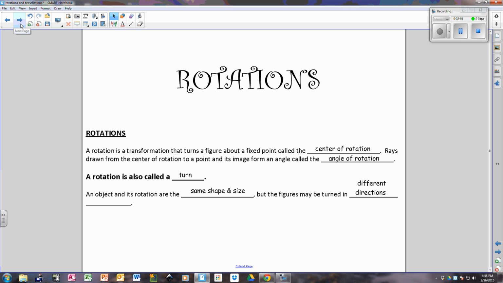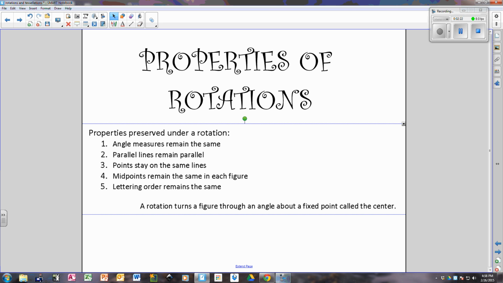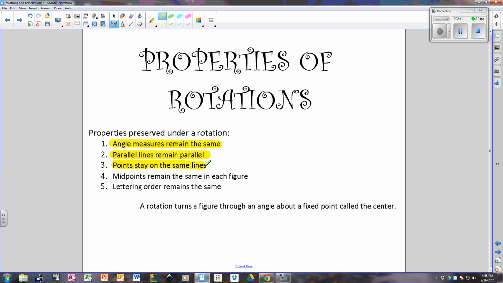Okay, so now let's look at some properties. So some properties of rotations are, and some of these things are super important, so we're going to highlight them. So properties preserved under a rotation. The angle measures remain the same. Parallel lines remain parallel. Points stay on the same lines. Midpoint remains the same in each figure. And the lettering remains the same, so you can't change the order, okay? So a rotation turns a figure through an angle about a fixed point called the center. So these are just some properties.